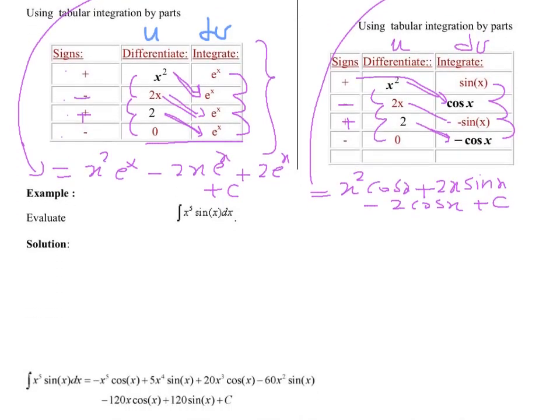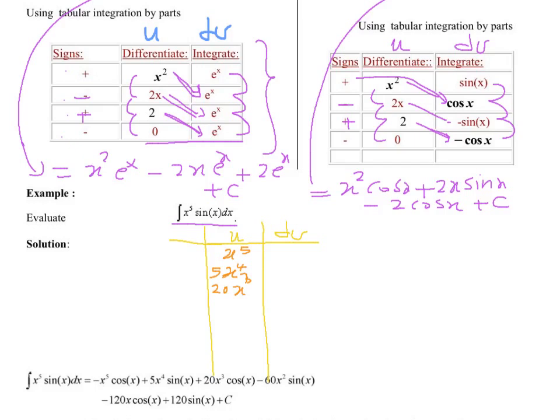Now this is another example. This is x to the power 5 times sine x, which is 5 times integration by parts. So let us do this table here. This is u, this is dv, and this is the sine. Let us change the color. Now, so we have x5, derivative is 5x4, and 20x cubed.